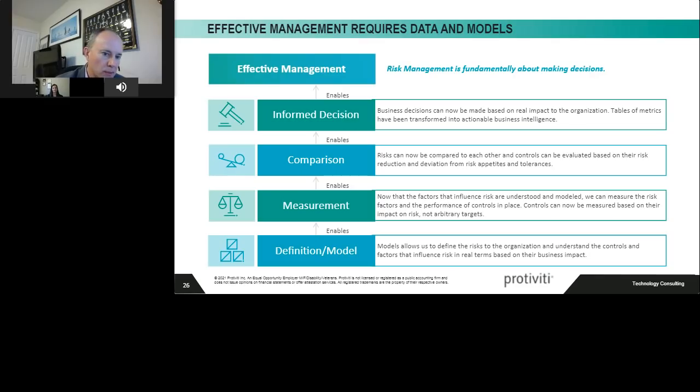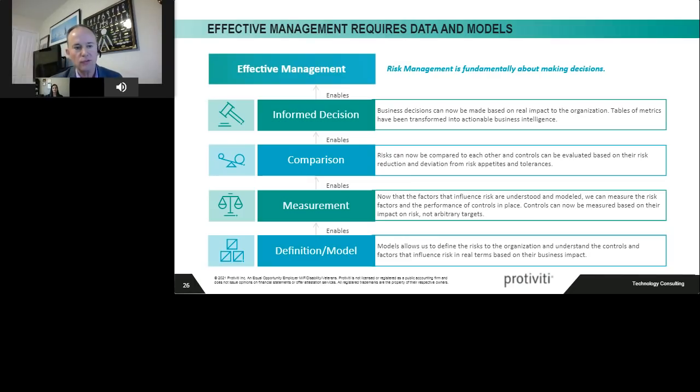FAIR is that model, and in my world at least, we look at the likelihood on the left side and we look at the impact. We quantify 6 forms of loss, primary and secondary, on different measures. We're able to then measure those particular factors, and we can also measure the risk based on the controls that are in place, not on some sort of arbitrary targets.